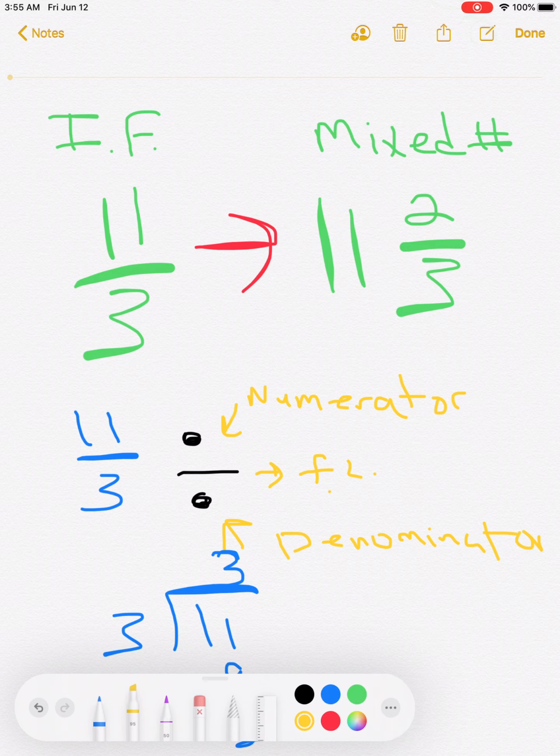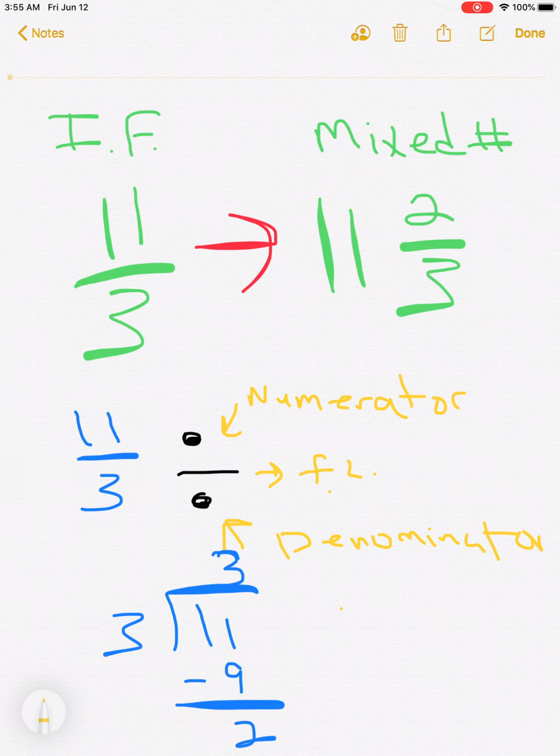But how, Ms. Durham? It doesn't look like it. Well, let me show you how. I want you to look at this division problem and do a few labels. Sometimes I use 1, 2, 3. Sometimes I use A, B, C. I'm going to use A. This is B, and this is C. Step A will give you the whole number in your mixed number. B will give you your numerator, and C here is the denominator.